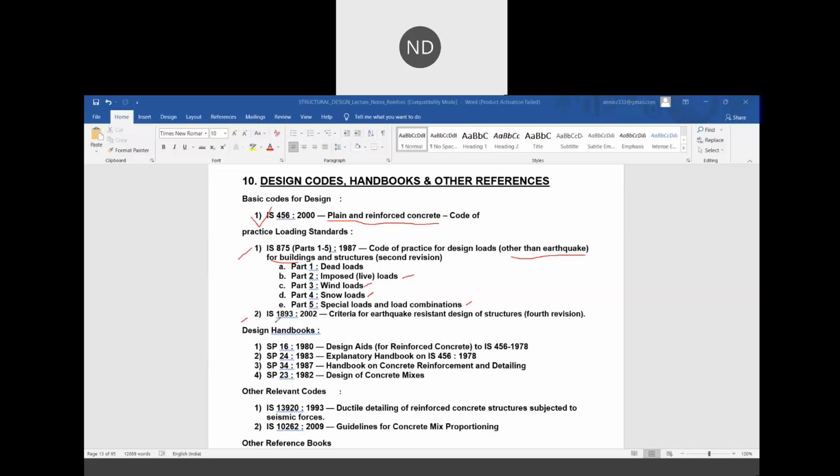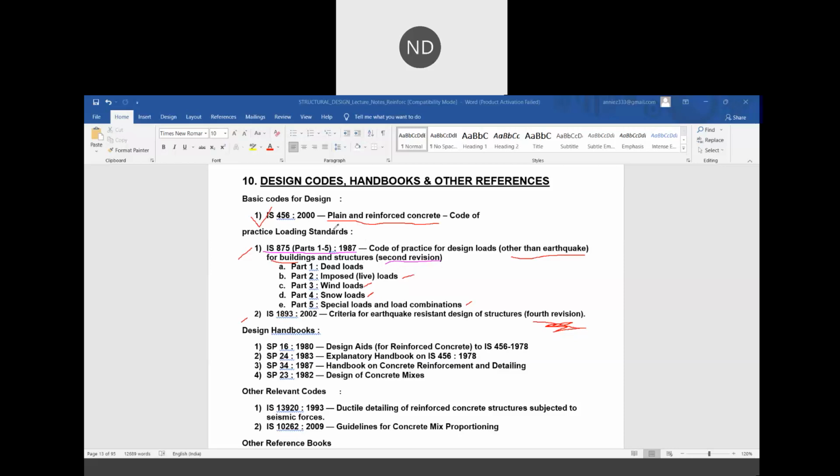So the next IS code is IS 1893 2002. This is the criteria for earthquake resistant design of structures. This is the fourth edition. Actually, the earlier one was also for earthquake loads, but this had a revision, a second revision, so some specifications were changed, since we advance technologically and there are some changes we need to follow.